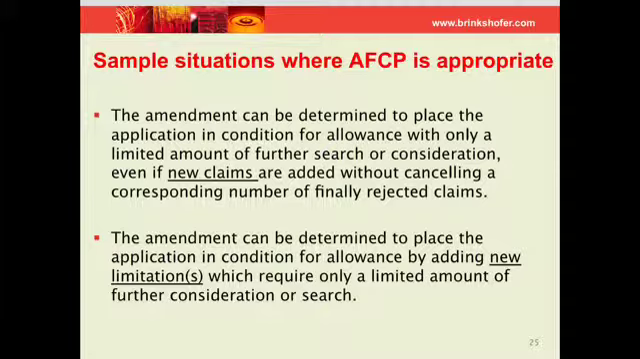Another example is where the amendment can be determined to place the application in condition for allowance by adding a new limitation. Again, we'll talk about this. It's a limitation that the examiner has not seen so far, but it's a limitation that the examiner may consider as requiring only a small amount of additional search.